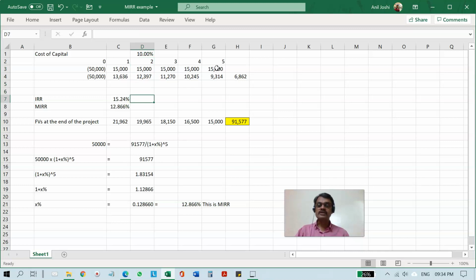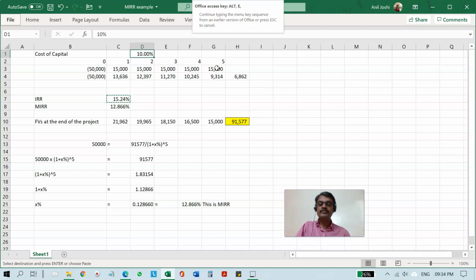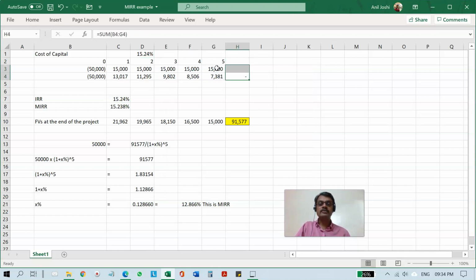What does it mean? That means if tomorrow this cost of capital becomes equal to 15.24%, my NPV will become 0. Correct? That is what IRR is. So if my cost of capital is 10% and my internal rate of return is 15.24%, that means my cash flows in the project are internally growing at 15.24%. Obviously it is good. Now what this IRR assumes is that, see, we are getting 15,000 at the end of year 1, we are getting 15,000 at the end of year 2, etc., etc.